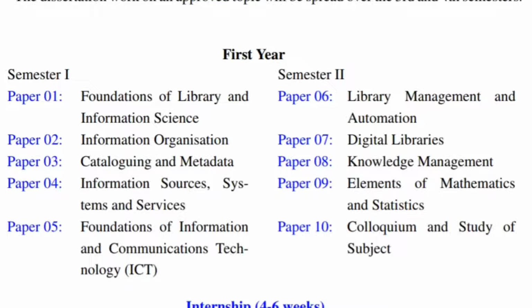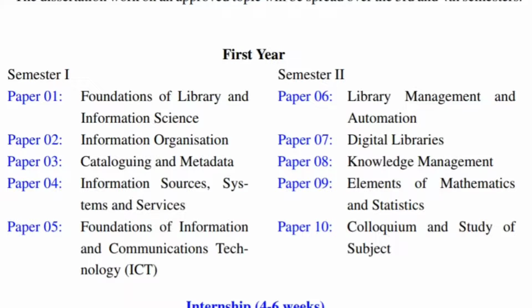Now for the second semester, we have another 5 papers. So the first one is library management and automation. What I found interesting was the management theories and concepts. We also learned about management functions that are used in a library or any other organization. We also learned how to manage electronic resources. Concepts like quality management and performance management are also included, and these are also very interesting ones.